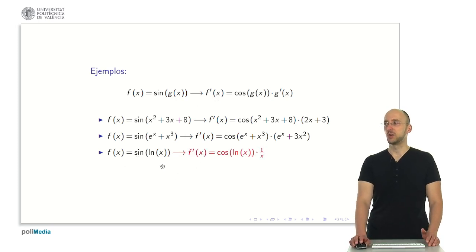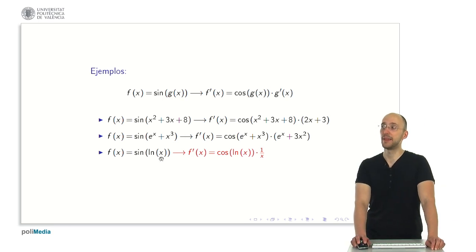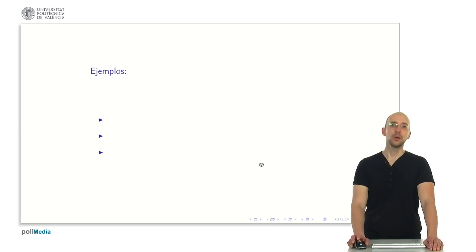The sine becomes cosine. The derivative of the sine is cosine. The natural logarithm remains unchanged. And then we multiply it by its derivative, which, as mentioned earlier, is 1 over x. Therefore, we arrive at the desired expression. Now, let's explore some examples involving cosine.